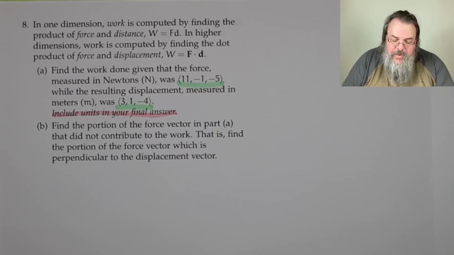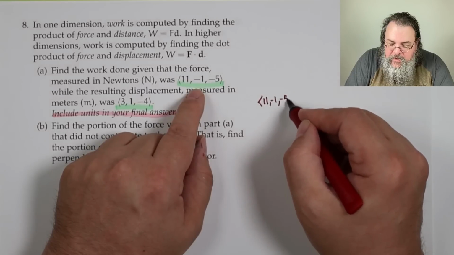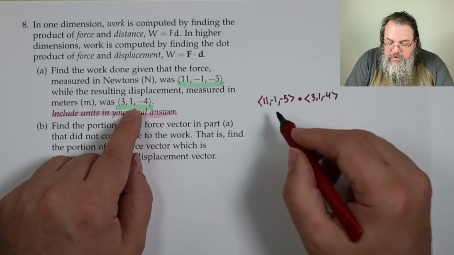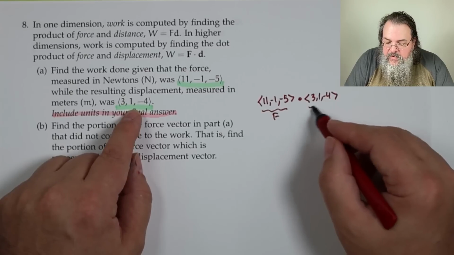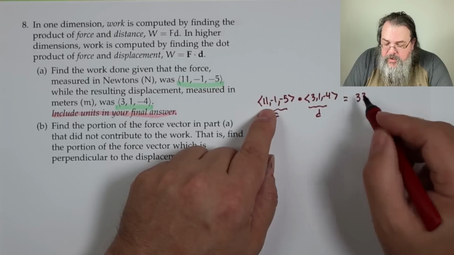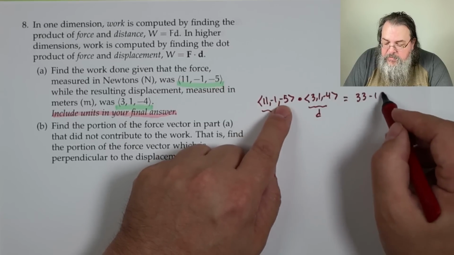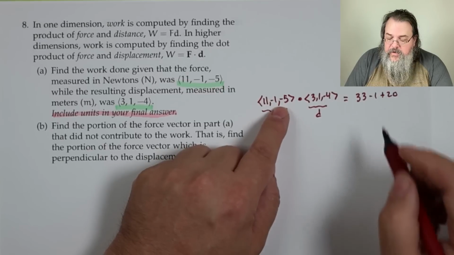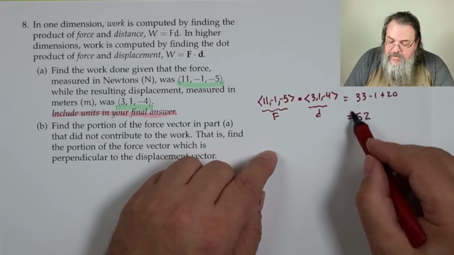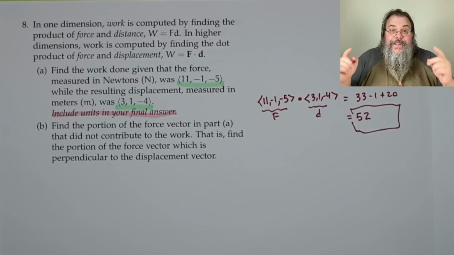Okay, so we're going to take our F, 11, negative 1, negative 5, dot 3, 1, negative 4. So this is our F, and this is our D. So this gives us what? Well, 33, right? 11 times 3, minus 1 times 1, and plus 20. 33 minus 1 plus 20 makes 52. Now, is this our answer? I just put a box around it, right? Is this our answer? No.